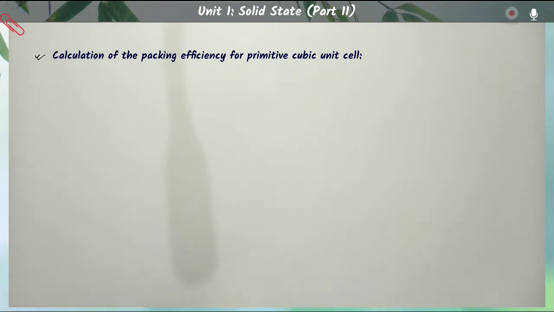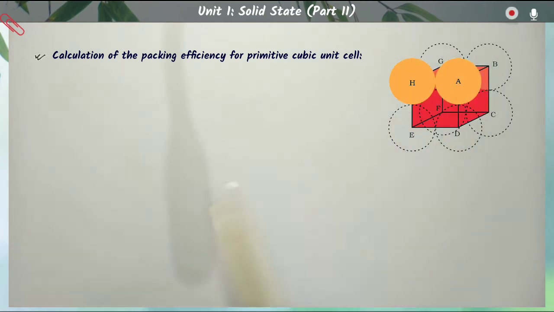cell. For that we obviously need that unit cell, that means the primitive unit cell. Let us suppose this is the primitive unit cell. We already know that in case of primitive or simple cubic unit cell, all the corners are occupied by the spheres or the constituent particles or atoms. So here the 8 corners are occupied by 8 atoms, and all the atoms touch each other along the edges.